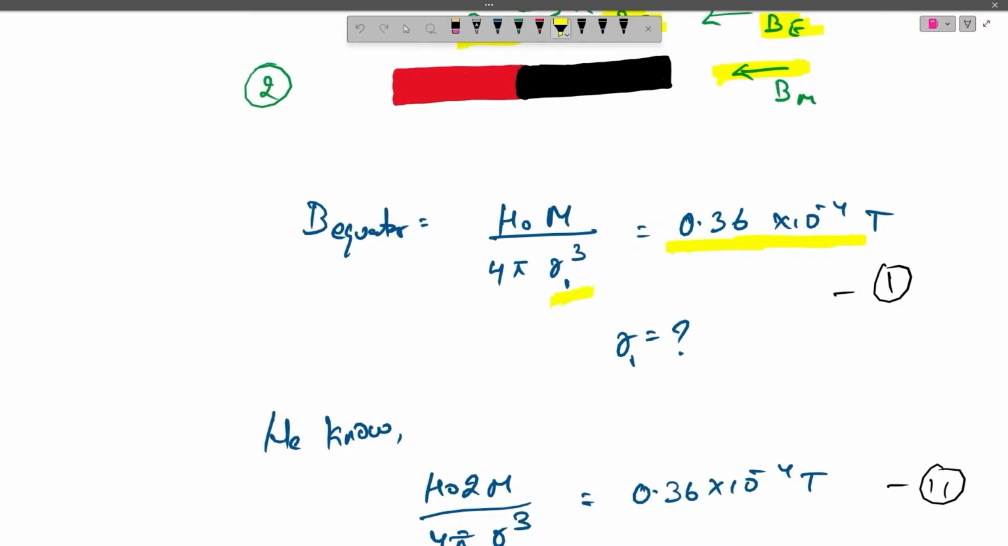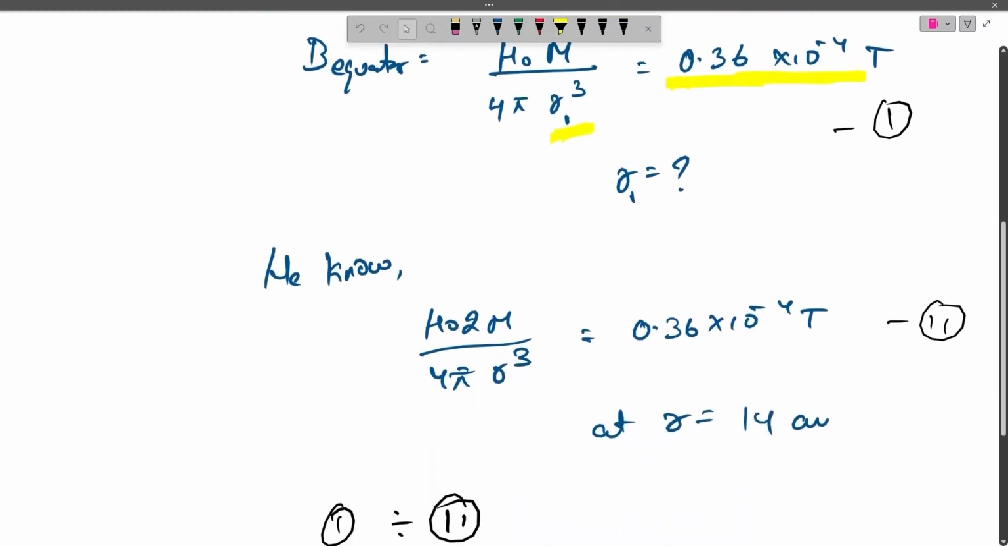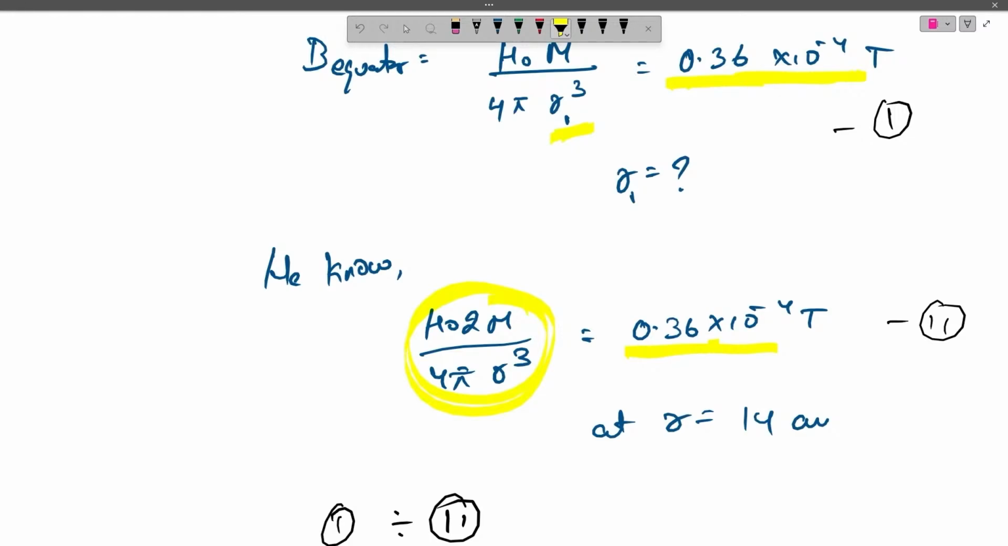Now we know from the previous question that mu naught into 2m by 4 pi r cube was equal to 0.36 into 10 to the power minus 4 Tesla, where r was 14 centimeter. So this is the magnetic field on the axis of the magnet, which was the case in the previous question. At r equals 14 there was a null point, so the magnitude of the magnetic field equals that of the Earth. So we know this. Now we have to find out r1 for the same magnitude of magnetic field.